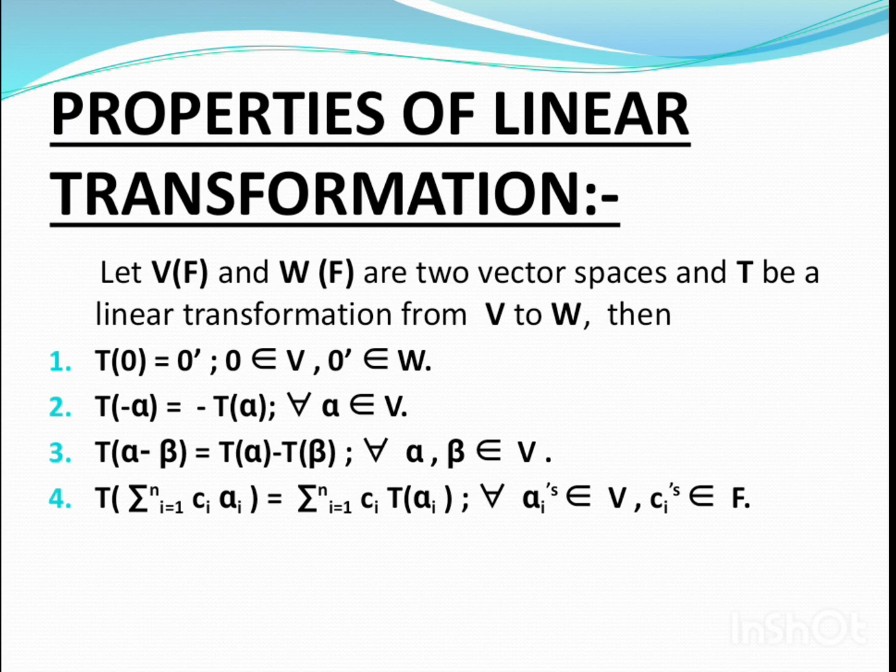The last property is T of the summation from i equals 1 to n of c_i α_i equals the summation from i equals 1 to n of c_i T(α_i), for every α_i belonging to V and c_i belonging to F.